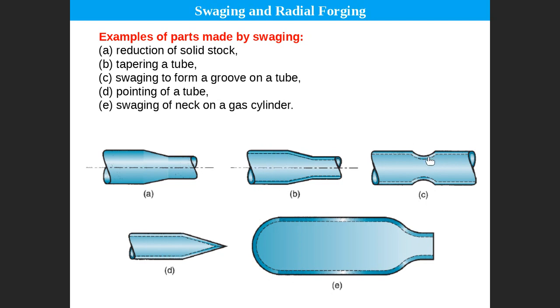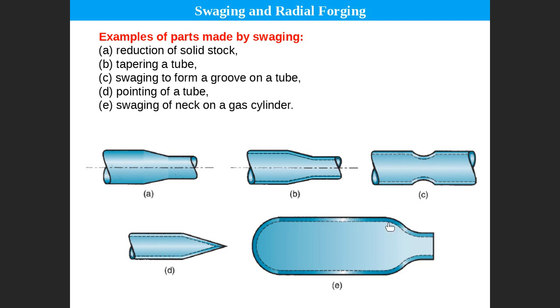Here also necking. The word necking, to make a neck. This is also a swaging and radial forging operation. Also, if it is a hollow tube, we put sand. If it is solid, it's fine. If it is hollow, you put sand inside or an internal mandrel. Here is the pointing. Pointing means to create a point. Then also by swaging or radial forging. Here also necking.